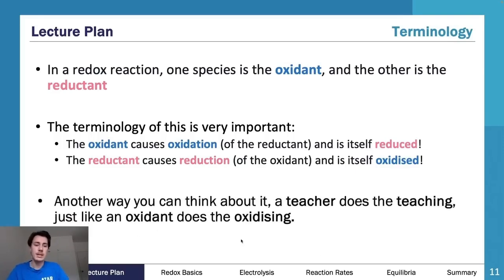The other way that you can think about it is the teacher does the teaching, doesn't get taught themselves, they do the teaching, just like the oxidant does the oxidizing. So essentially the oxidant causes something else to be oxidized, but it itself is reduced. And that's a really important distinction you need to be able to make when going through this stuff.